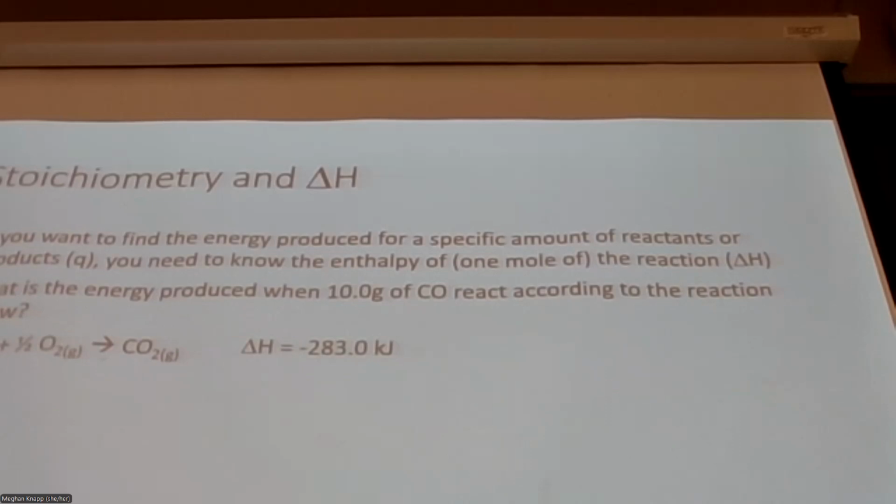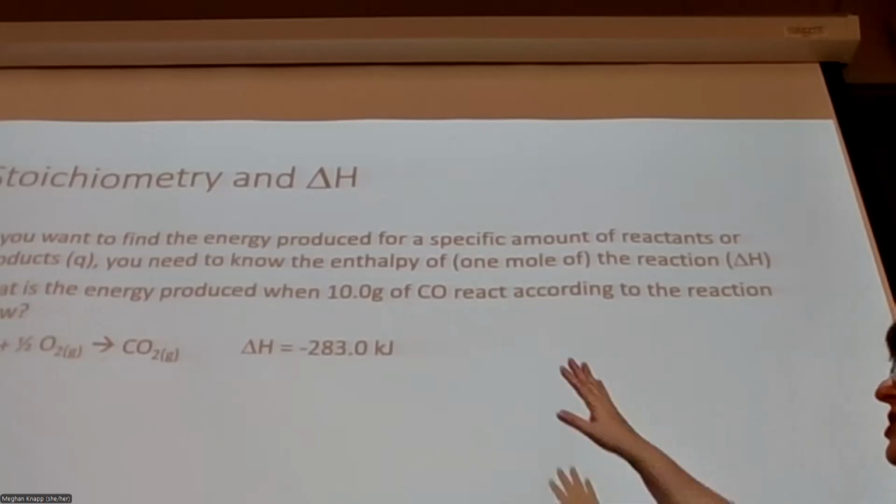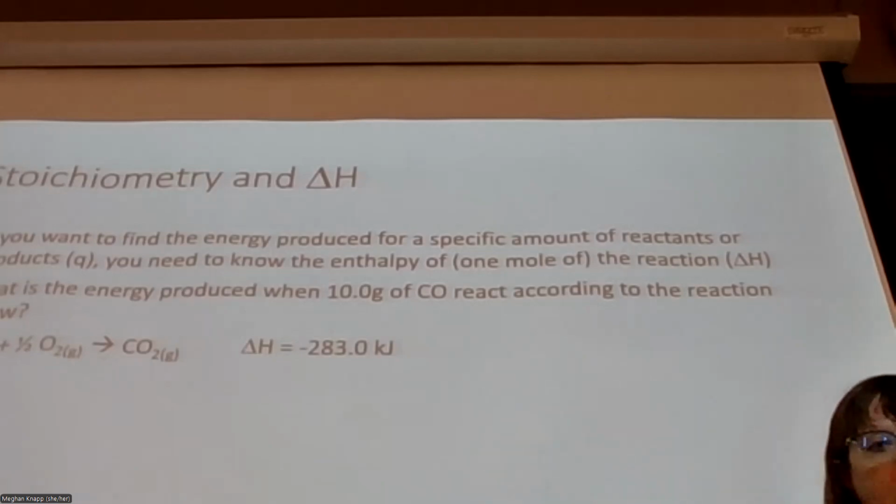Yes, okay. So if you want to find the energy produced for a specific amount of reactant, so I tell you in grams, and you do need to know the enthalpy, which is that delta H, for 1 mole of the reaction. So let's say your question is, what energy is produced when 10 grams of carbon monoxide react according to the reaction below? In this case, the coefficient for carbon monoxide is 1. So we don't have to do anything funny with the coefficient, but we do need to change our grams into moles.